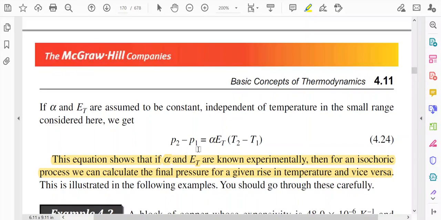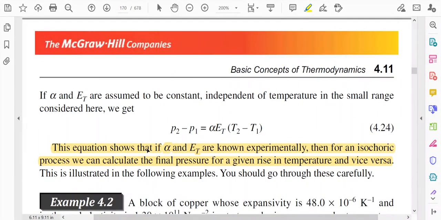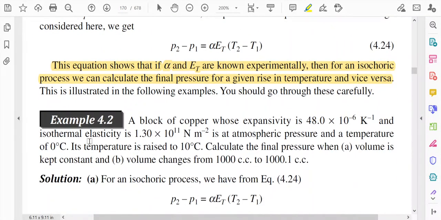This equation is very important, and there are several numerical problems discussed in this book. Let me tell you, this book is Thermal Physics with Kinetic Theory, Thermodynamics and Statistical Mechanics by Garg, Ghosh and Bansal. I will request the students to do several numerical problems involving equation 4.24, and I advise you to go through the examples shown in this textbook.